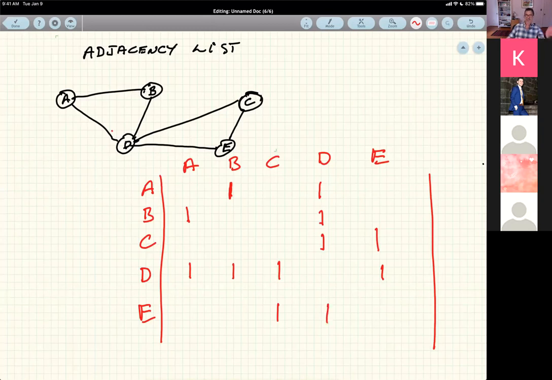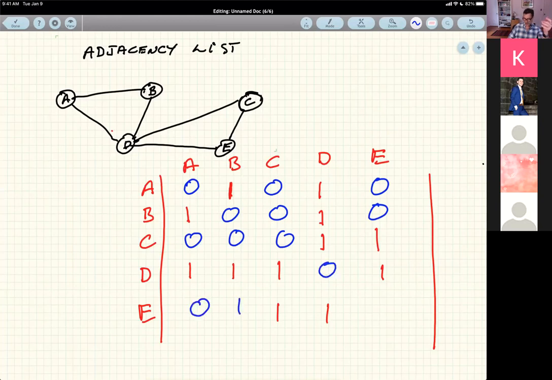So this is the adjacency matrix here. The implication is that all the entries here that don't have anything are 0 in this matrix. Okay? So this is an adjacency matrix. This is another representation of graphs.